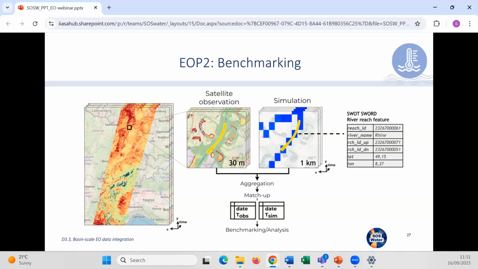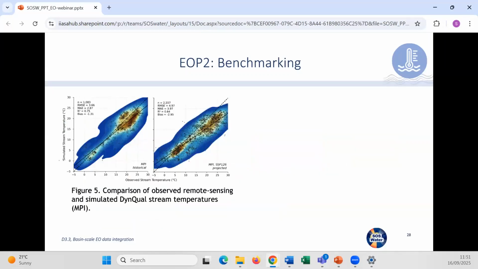Then we can do a matchup. So basically for each segment, we have a timestamp and an error associated with it. And we can use this in our analysis and do the benchmarking. And here is an example of how this looks. So basically the simulations are using different global climate models and also different scenarios. So here you can see for one scenario, the matchup with the historical, so the data that was generated using real world data, and then with the projected data. And as you can see, the matchups are quite good. They're in agreement, but we also can see where they deviate from the measurements from the satellite.